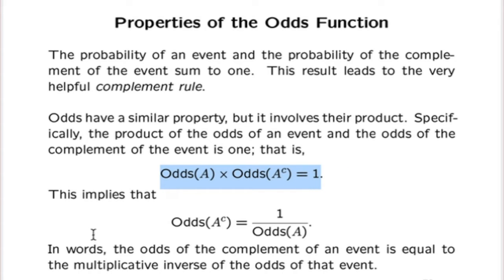And so that implies, for example, if we want to solve for the odds of A complement, that the odds of A complement are equal to 1 over the odds of A. Or equivalently, the odds of A are equal to 1 over the odds of the complement of A. So in other words, the odds of the complement of an event is equal to the multiplicative inverse of the odds of that event.